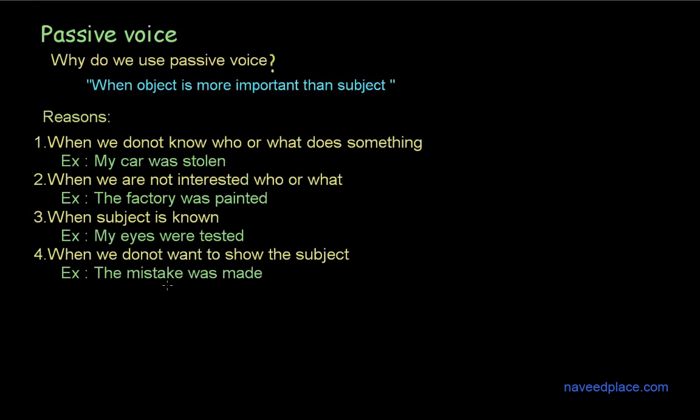Here we have the reasons. When we don't know who or what does something. For example, my car was stolen. You're saying that my car was stolen, so that's why you don't know who stole the car. Definitely. So when we don't know who or what does something, we use passive voice.